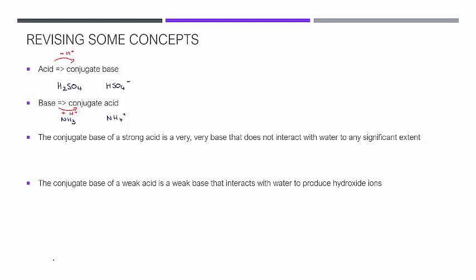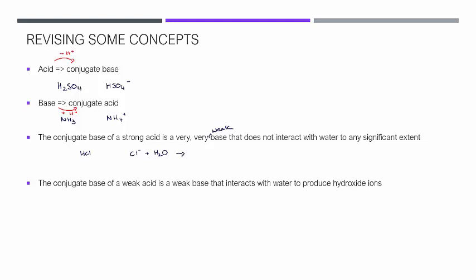Another important idea is that the conjugate base of a strong acid is a very, very weak base that does not interact with water to any significant extent. So an example of a strong acid would be HCl. The conjugate base of HCl is Cl-. So if I put some chloride ions in water, nothing much is going to happen. The chloride ions are not going to interact with water to any significant extent.